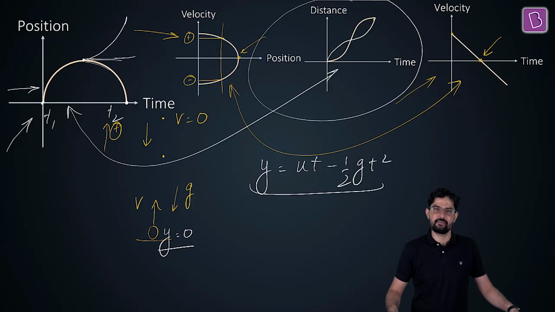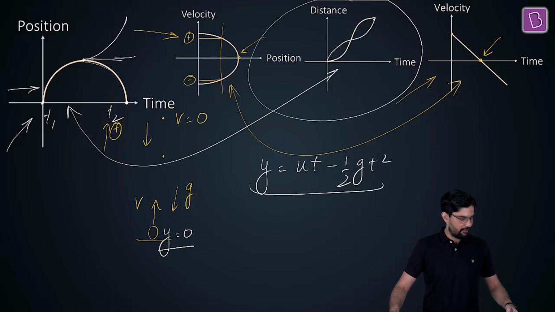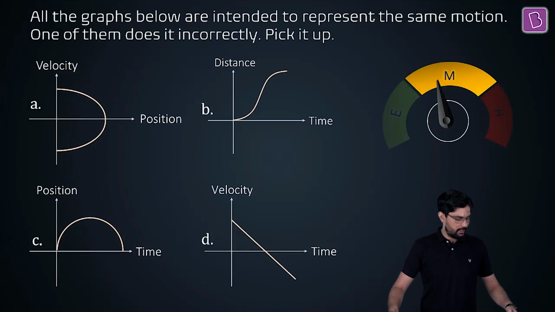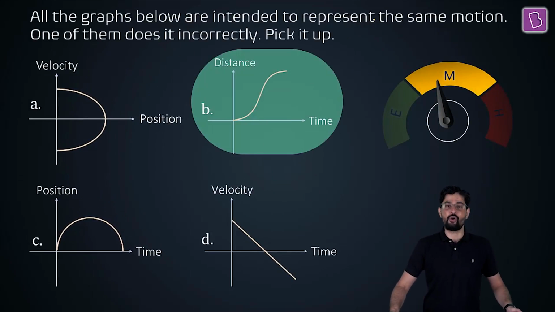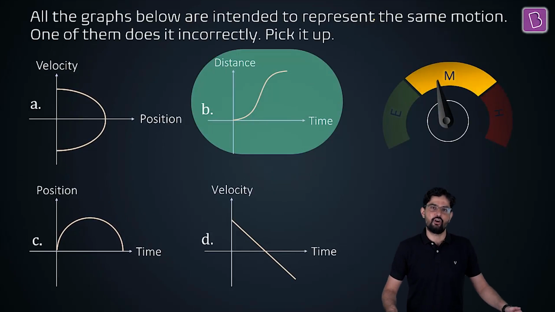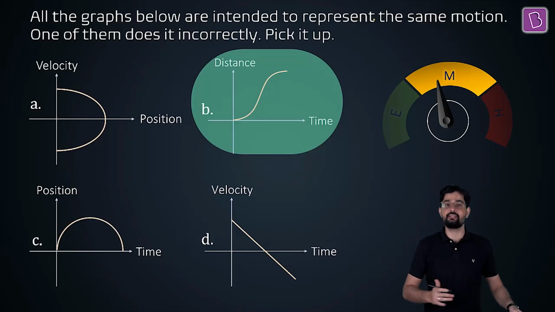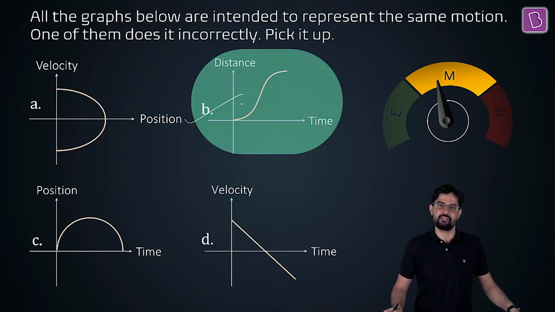Make sense, right? So I hope you understand the logic in this case, and from here we can see that the distance time curve is the wrong depiction of the same motion, which is represented by the other three curves. So in this case, you can take option B as the right option.